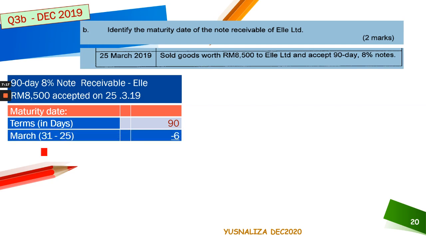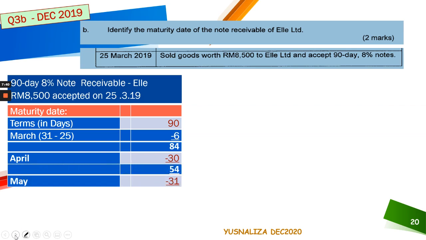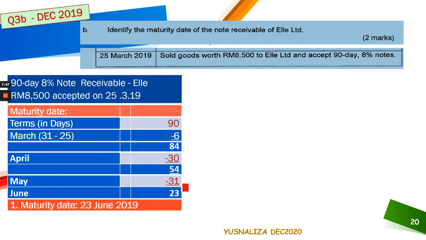Since it was issued in March, there are only 6 days remaining in March. If you take 31 days in March minus 25, the date you accept, there are still 84 days. We need to do this until it reaches the due date. Then April has 30 days, deduct 30, so we have 54 remaining. In May, 31 days, and you have 23.